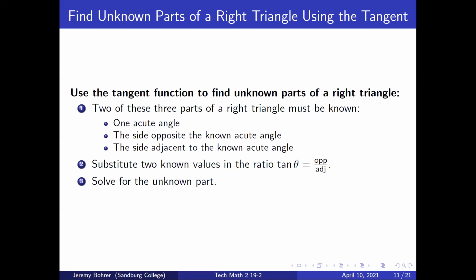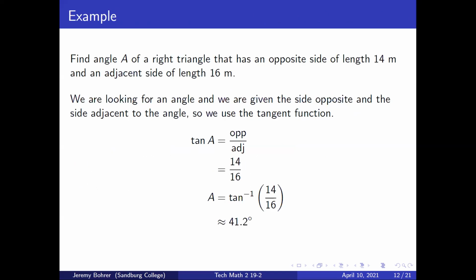Use the tangent function to find unknown parts of a right triangle. Two of these three parts of a right triangle must be known: one acute angle, the side opposite the known acute angle, and the side adjacent to the known acute angle. We substitute two known values in the ratio tan theta equals opposite over adjacent and solve for the unknown part.